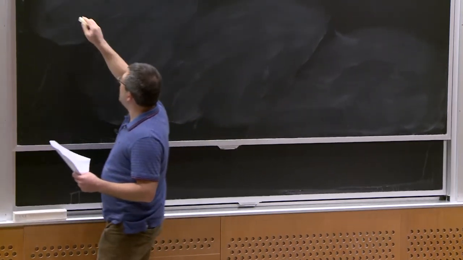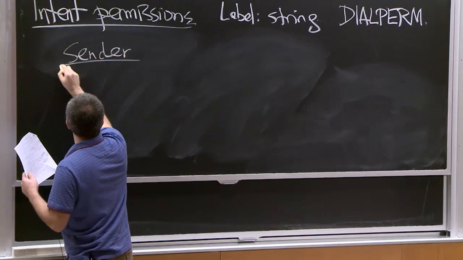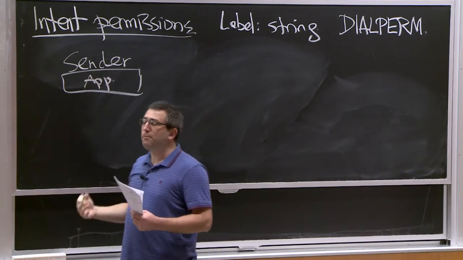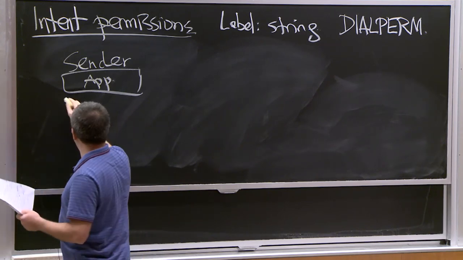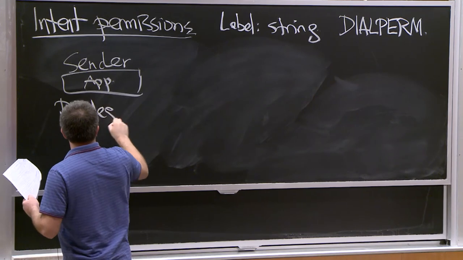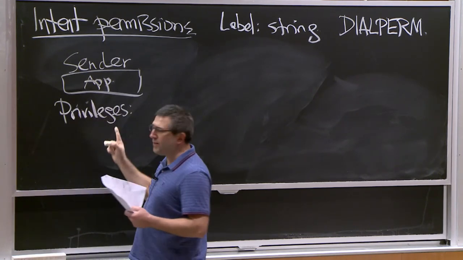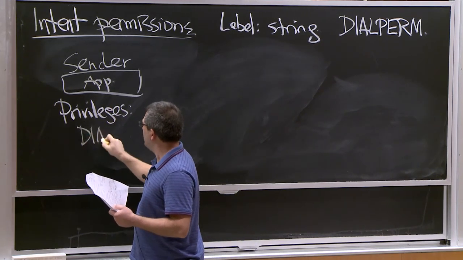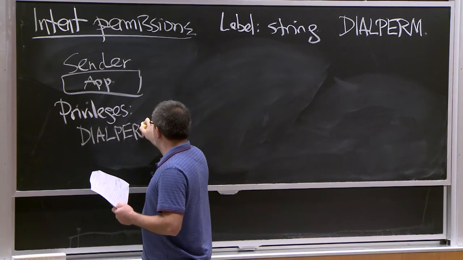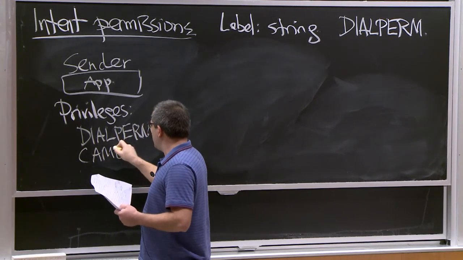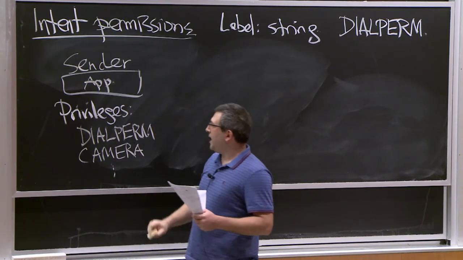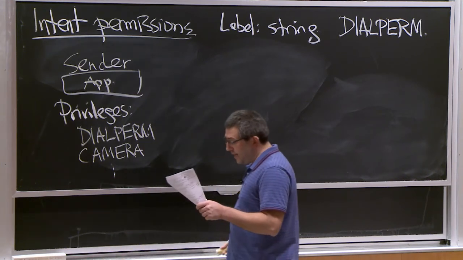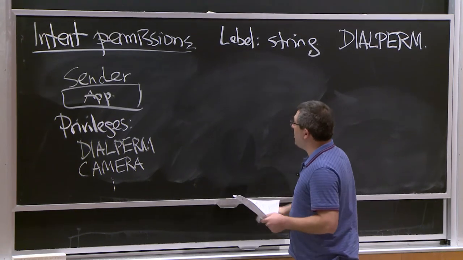So here's how this is going to look. Every application, like a sender of an intent in our case, is an application. And for every application, we're going to have a list of privileges that those applications have. Privileges are positive things. You can do more with a privilege. And a privilege list for an application is a list of these labels. So an application might have the dial perm privilege, and might also have the camera privilege and so on. And the reference monitor knows all these lists of privileges that your app might have. And then on the flip side, you're going to have the recipient application.